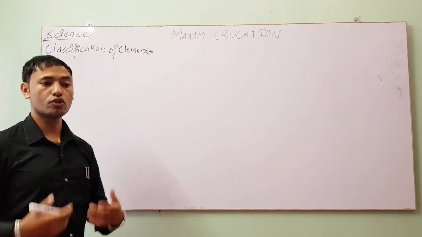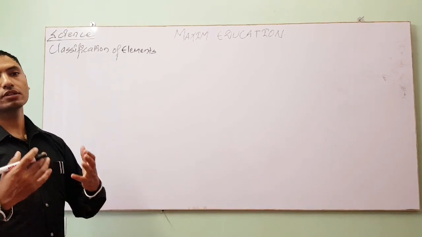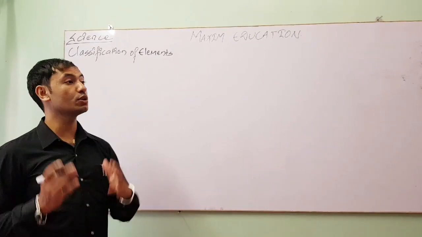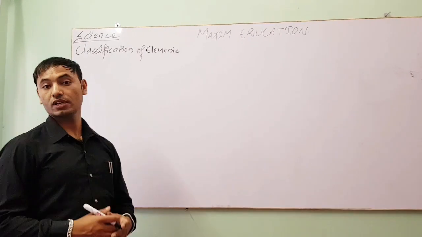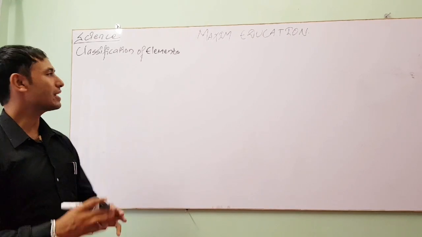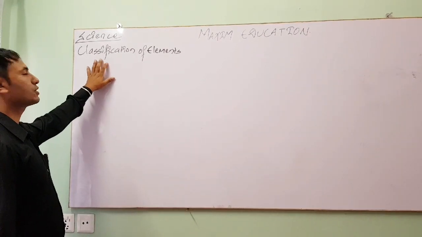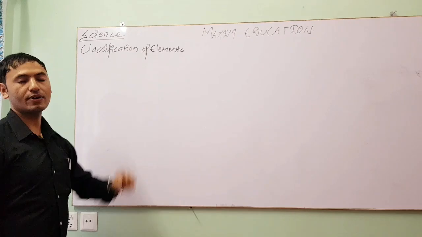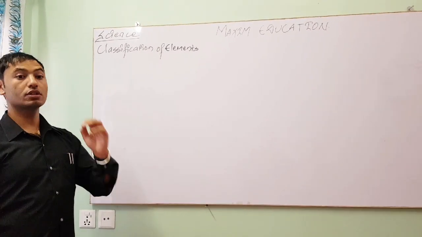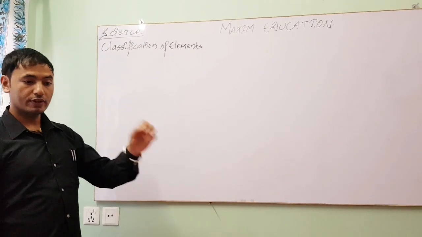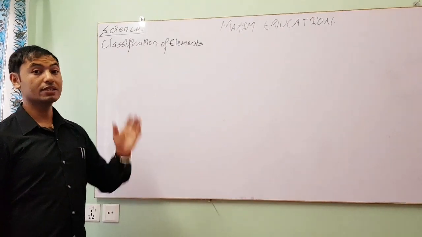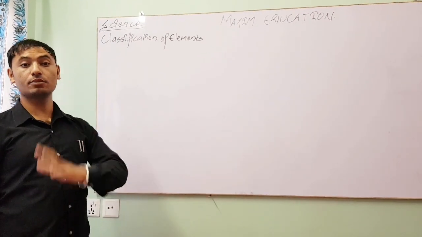elements became known, they were discovered, by which it became difficult for the scientists, people and philosophers at that time to study the physical and chemical properties of the elements altogether. So they started a new way of studying elements, classifying them. The systematic division of elements to study their physical and chemical properties is known as classification of elements, the systematic division of the elements.